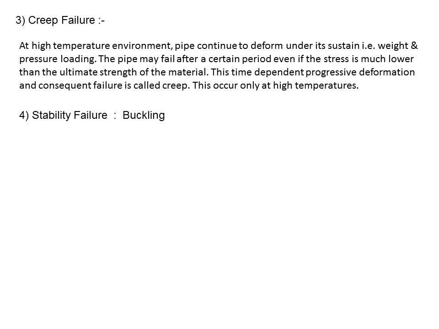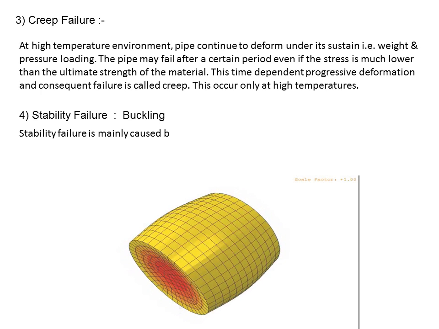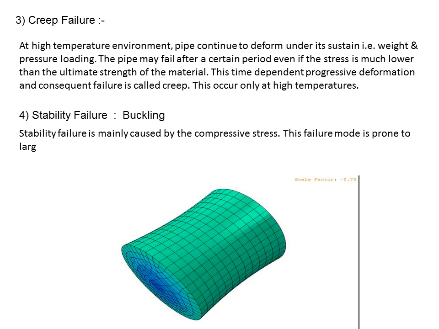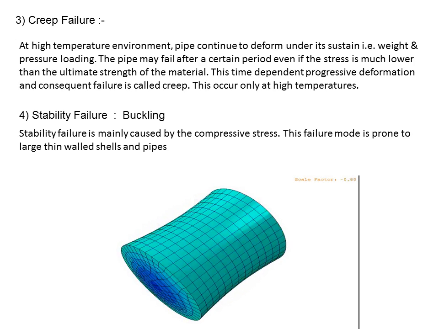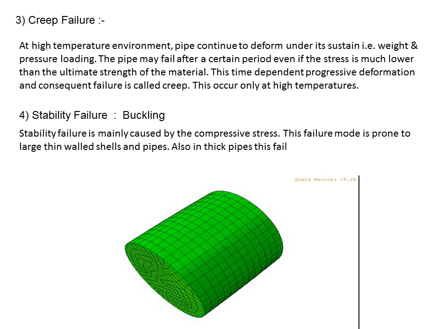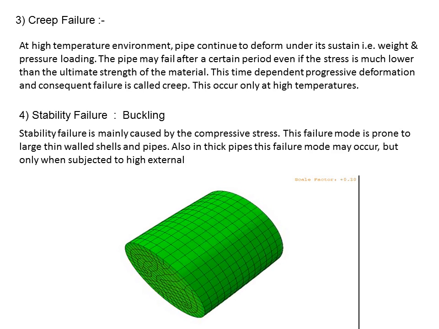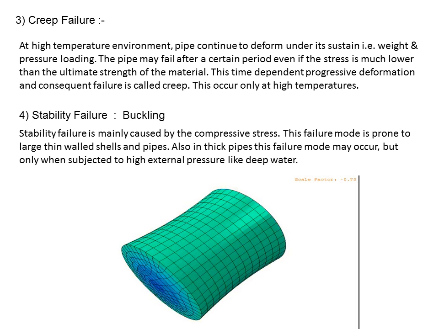Next we have stability failure or buckling, generally occurring in a thin walled cylinder or thin walled pipe where there is excessive pressure. Stability failure is mainly caused by compressive stress. This failure mode is prone to large thin walled shells and pipes. Also in thick pipes, this failure mode may occur, but only when subjected to a high external pressure like deep water.